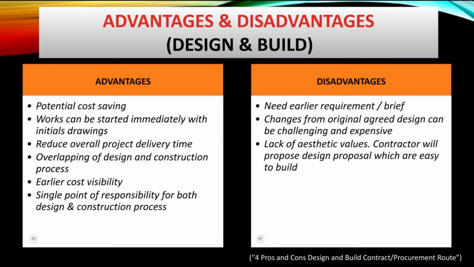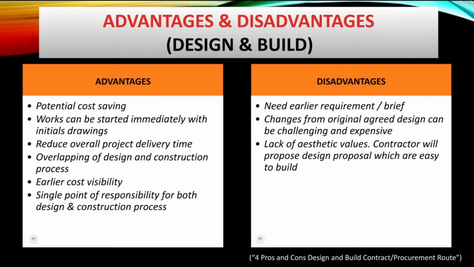In the design and build procurement method, the advantages are the potential of cost saving. Works can be started immediately with initial drawings, able to reduce overall project delivery time, overlapping of design and construction processes, having earlier cost visibility, and a single point of responsibility for both design and construction processes.